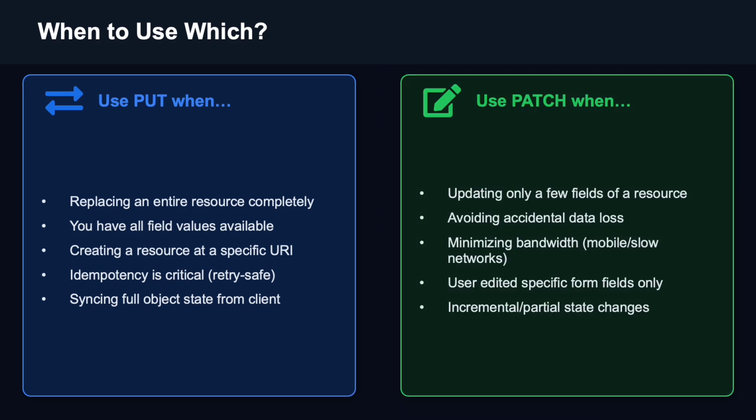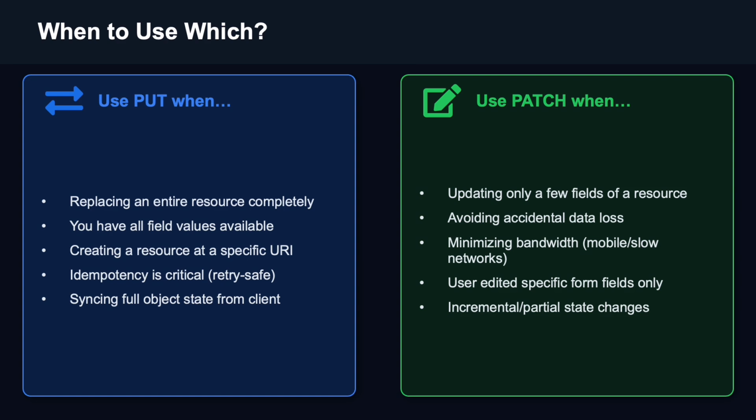Reach for PATCH when a user edits a single field in a form, you're toggling feature flags, updating a status, or operating on a slow or mobile connection. Most day-to-day update operations in modern APIs are better served by PATCH. A practical heuristic: if you can answer, "What exactly changed?" use PATCH. If you're saying, "Here is the complete new state," use PUT.